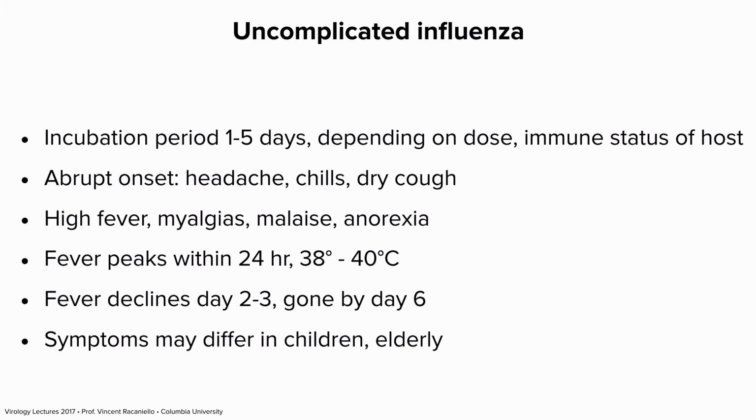Uncomplicated influenza is a pretty straightforward disease, short incubation period, abrupt onset. Most people know exactly when they started to feel badly. Headache, chills, dry cough, high fever, muscle aches, malaise, anorexia. Pretty high fever peaks within a day, and then it begins to go down. This whole pattern is very different in children and in older people who are much more susceptible to infection.